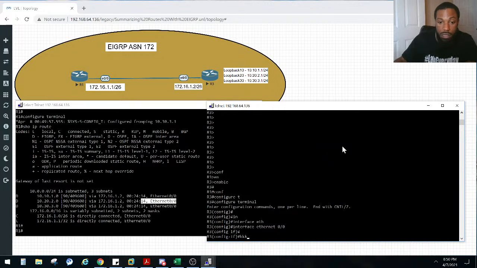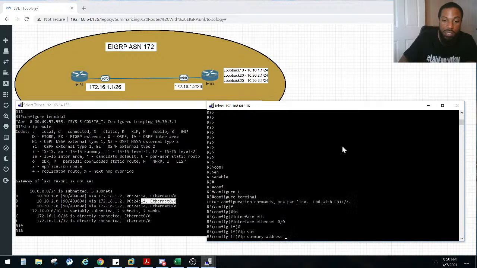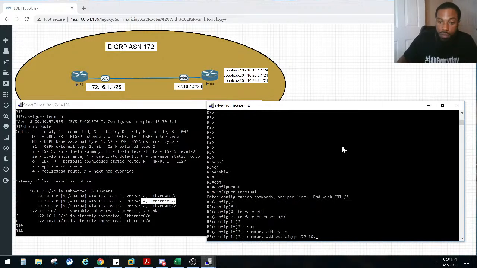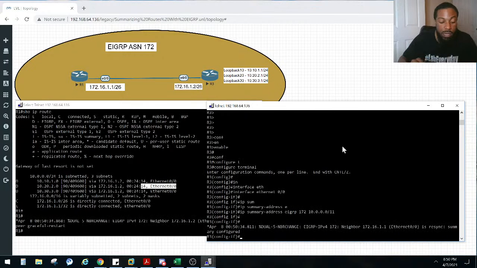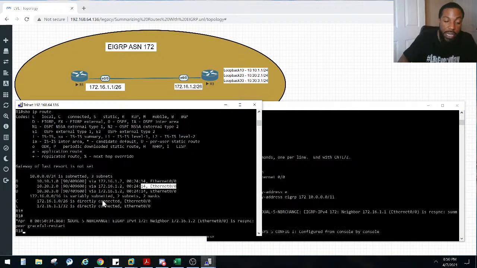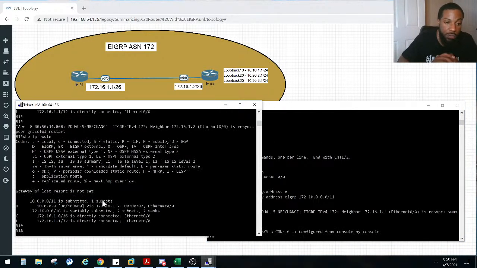Paste. Oh, come on, man. I thought I had it. IP summary-address EIGRP 172, subnet mask of 10, and then /11. That should bounce EIGRP, make it come back up. Go to router 1, take a look at that routing table. That is what I was looking for. That looks a little bit better.